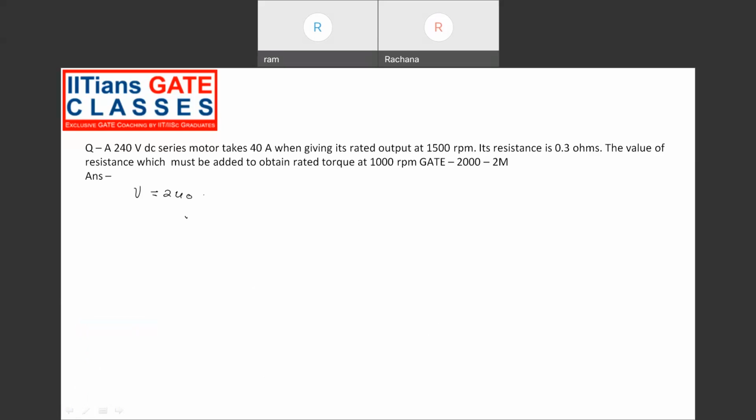They have given the terminal voltage is 240 volts. The armature current Ia equal to 40 amps. Speed N is equal to 1500 RPM. And the armature resistance plus series resistance, Ra plus Rse, equal to 0.3 ohms. They're asking us to find the value of the resistance which must be added to obtain rated torque at 1000 RPM.